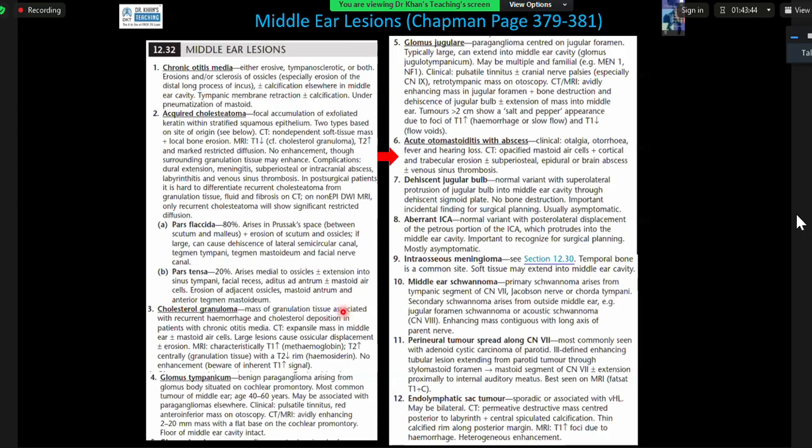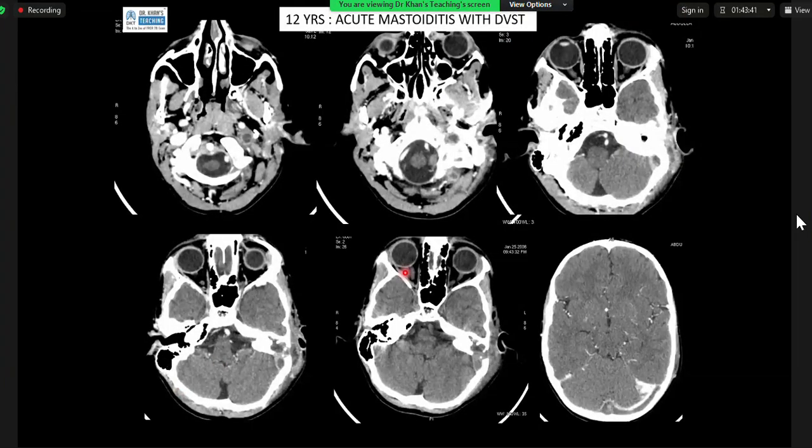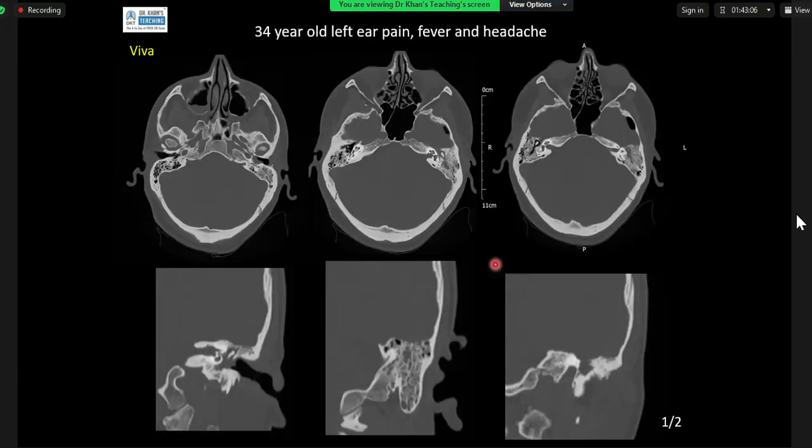Okay, so this is a classical exam type of scenario. Even on a soft tissue window, we can see that. So I have not given you the bone window, but you can see destruction here. This was a 12 years old with acute mastoiditis with dural sinus thrombosis, venous sinus thrombosis. You can see a soft tissue abscess. You can see a filling defect in the sigmoid notch. You can see a filling defect in the transverse sinus. So this is a classical exam case, just like the case which I showed you earlier today.